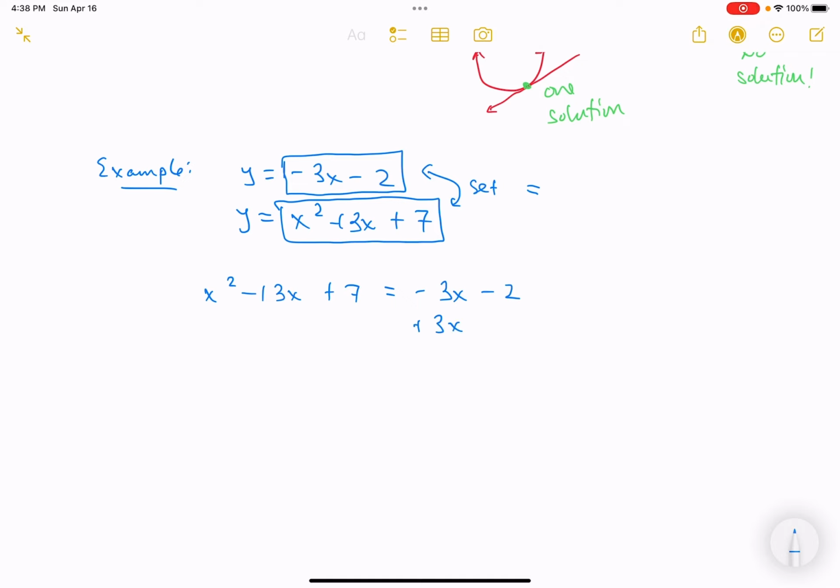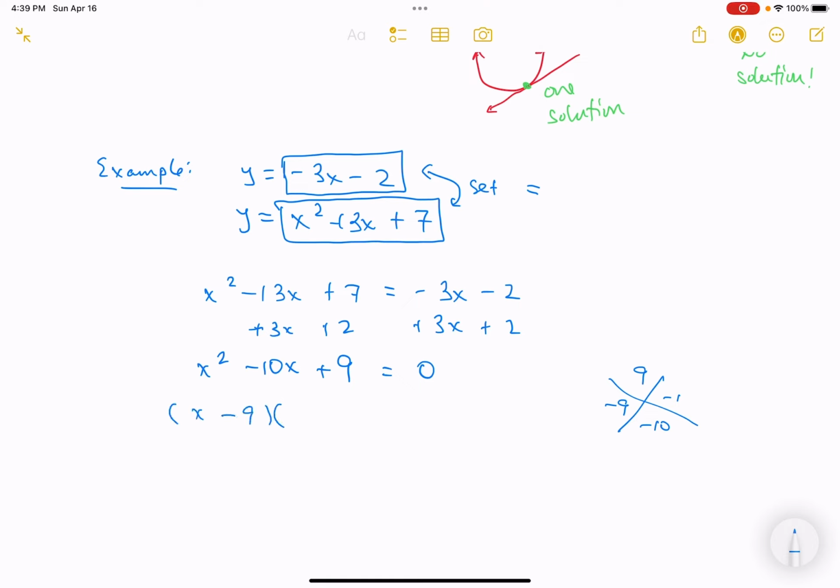So I'll set it to 0 by adding 3x and adding 2, both sides. And on the left side, I get x squared minus 10x, combining those terms, plus 9 equals 0. And that looks like a good zippy problem to me. If I play the x game, looks like 9 and negative 10. Think about it, what are the two numbers there? Negative 9, negative 1, nice.